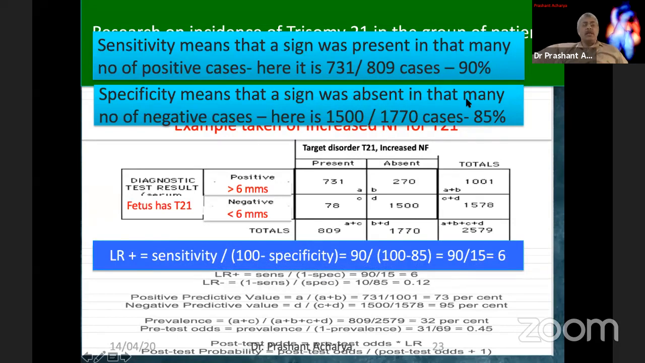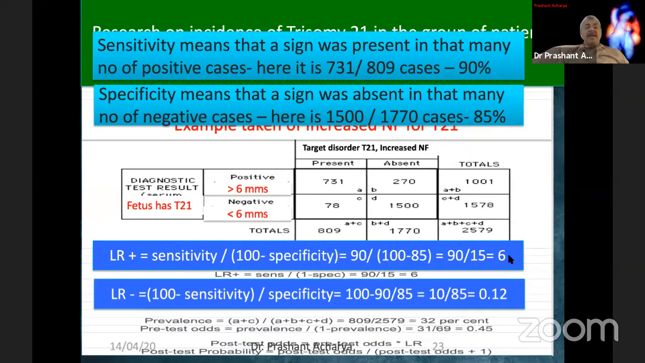So now these two figures play a crucial role in giving you the likelihood ratio, positive likelihood ratio or negative likelihood ratio. A positive likelihood ratio means the sensitivity divided by 100 minus specificity. So here sensitivity is 90 divided by 100 minus 85. It comes to 90 divided by 5, and the magical figure is 6. So the meaning is, if the nuchal fold thickness is more than 6 millimeter, the chances of the disease, or trisomy 21, go up by 6 times.